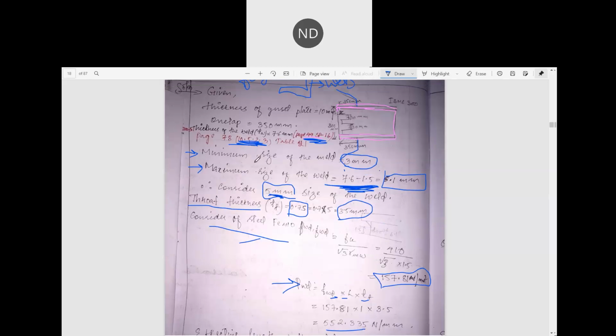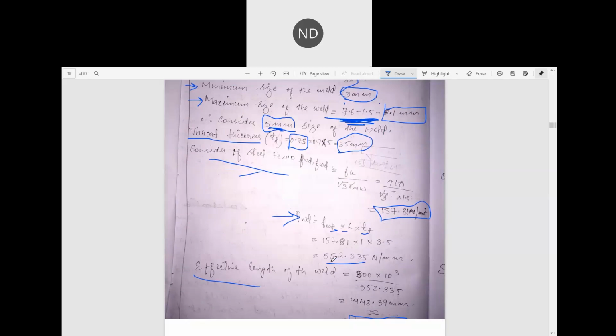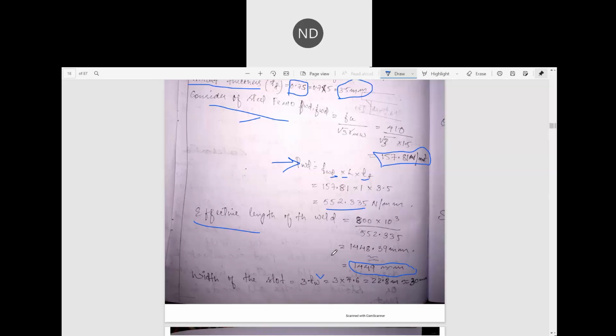Width of the slot weld is how much? 3 into tw, where tw is the thickness of the web. The thickness of the web we have already calculated, that is 7.6.